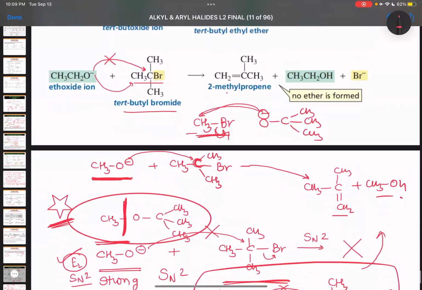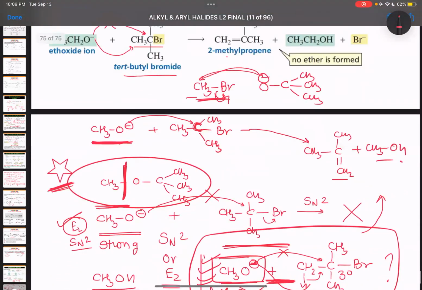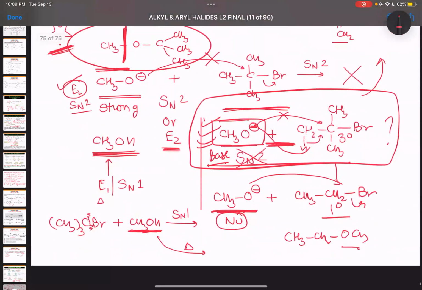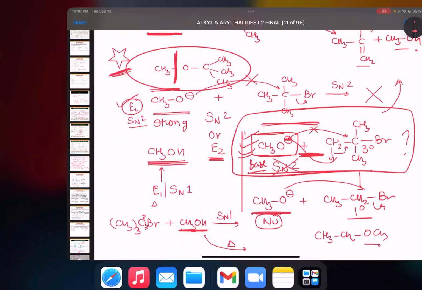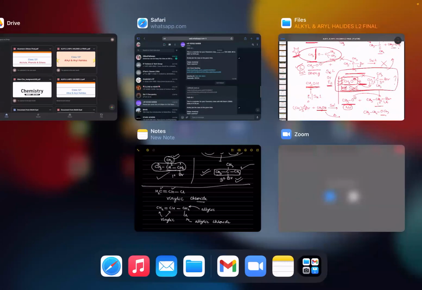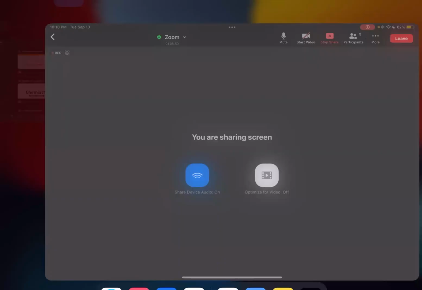Right, Nabil? Okay. This is about your alkyl halide and aryl halide. Now, shall we start with alcohol? Yes, sir. So tell me how alcohols are prepared from alkenes.